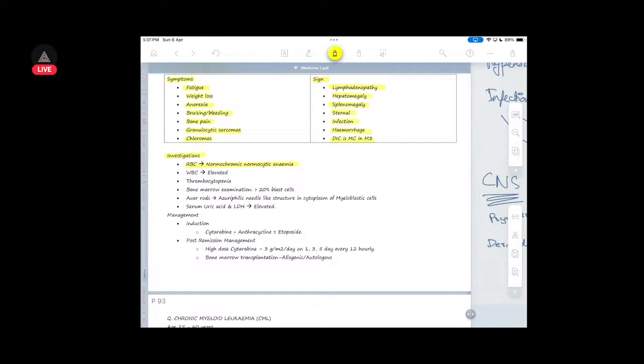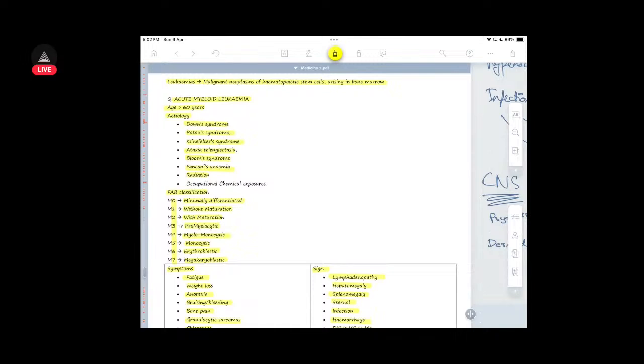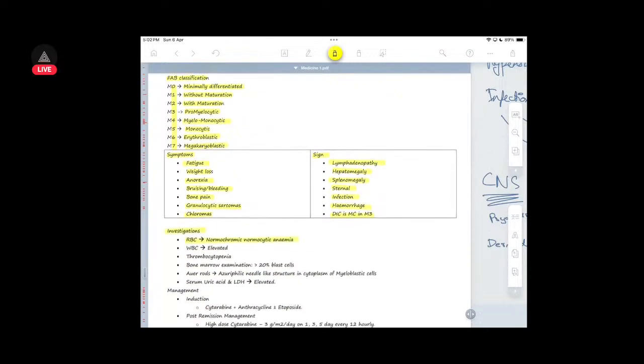Moving on, we go on to investigations in AML, acute myeloid leukemia.